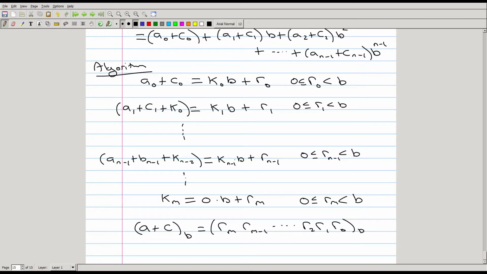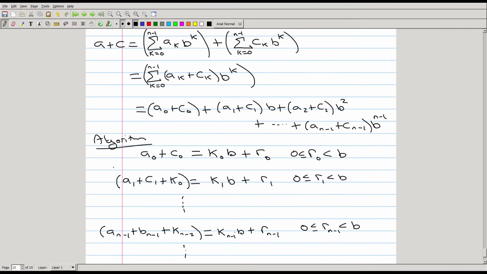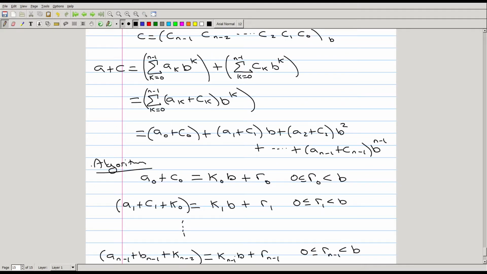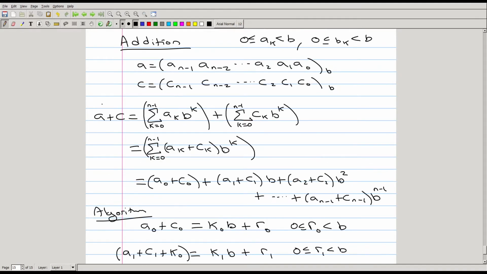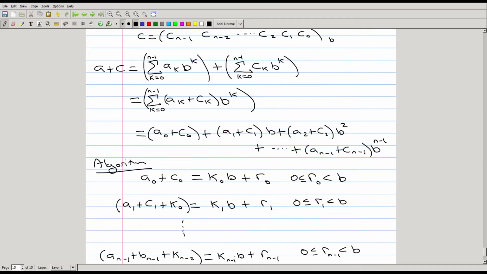The algorithm is just strictly based off of the ideas that we've developed before and connecting them with the algebraic representation of these numbers in terms of finite sums.